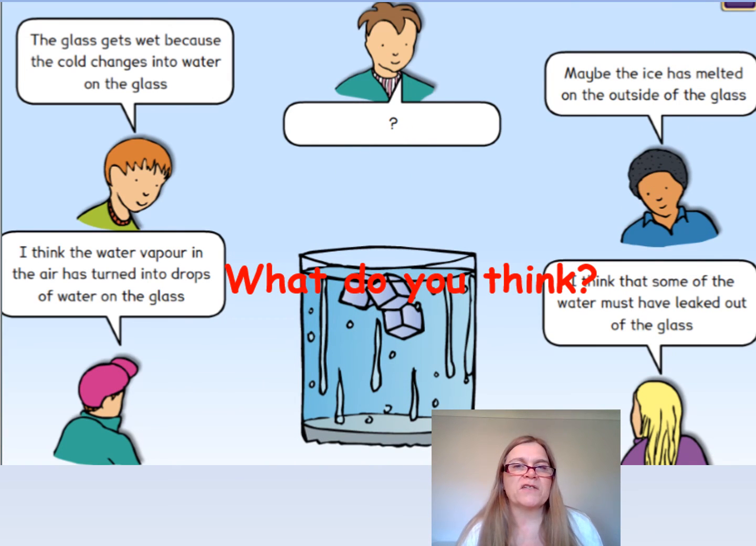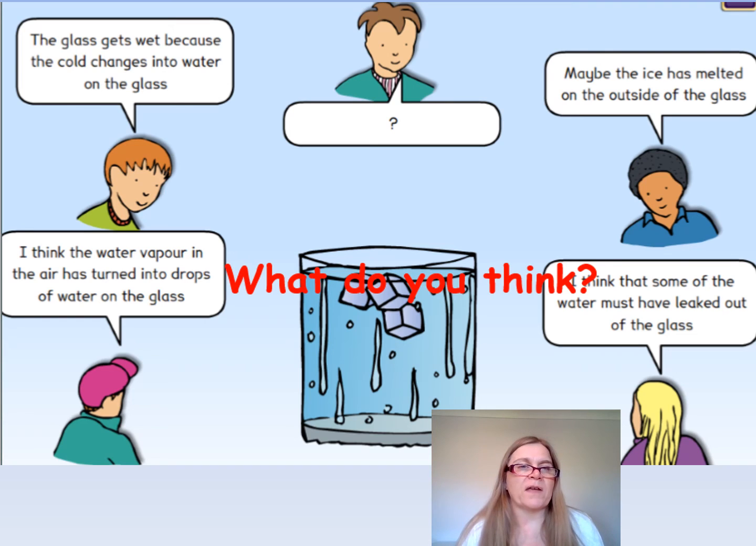Now, look at your glass of water and ice. What's happened? Yes, the ice has melted. What else can you see? Yes, it's wet on the outside of the glass. Where has the water come from? Let's have a look at this concept cartoon.